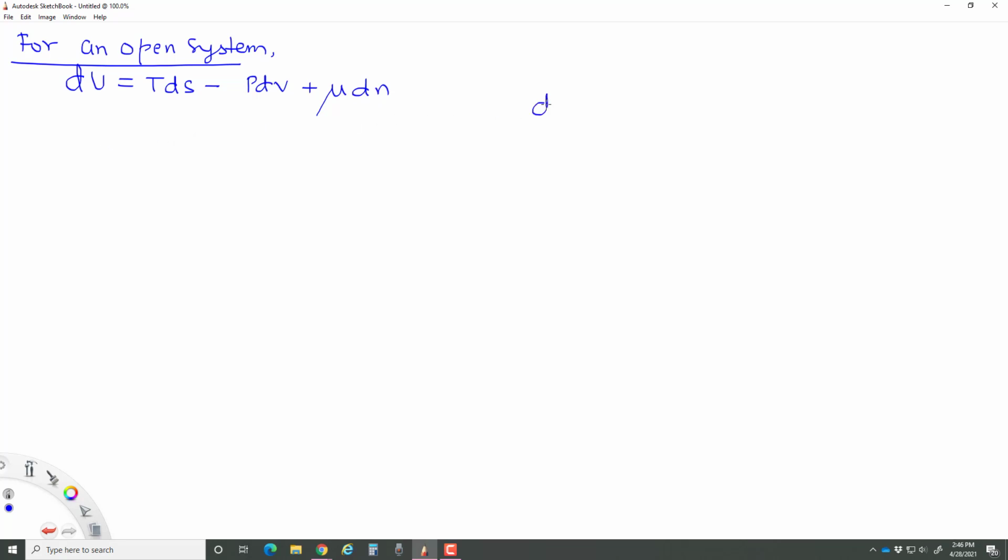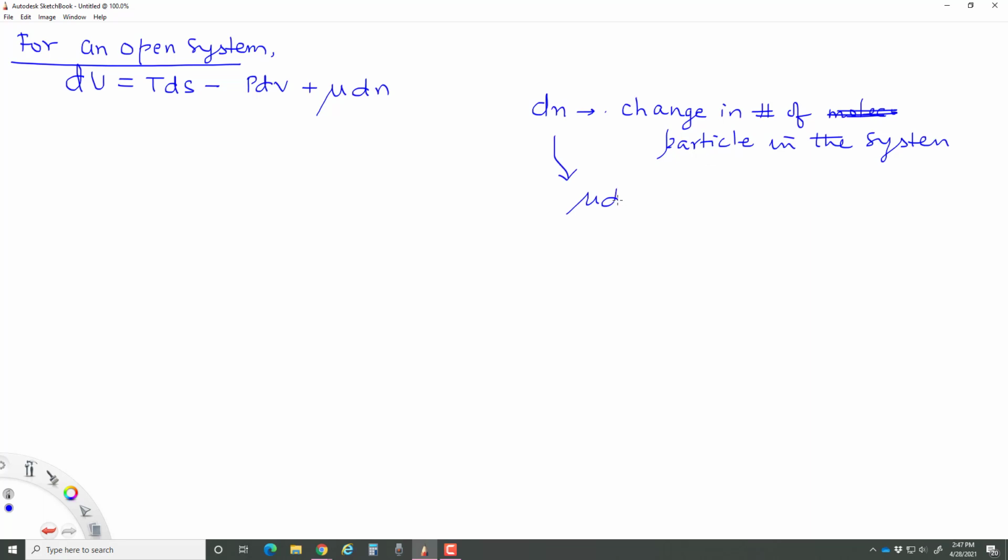So here dN is the change in number of moles, a change in the number of molecules or particles, I should say, in the system, which gives rise to this change in internal energy.